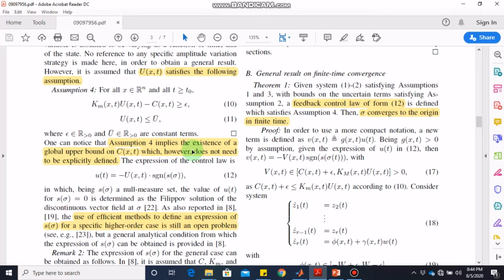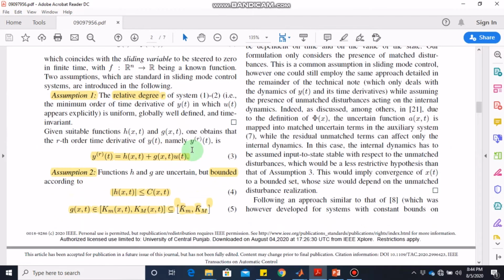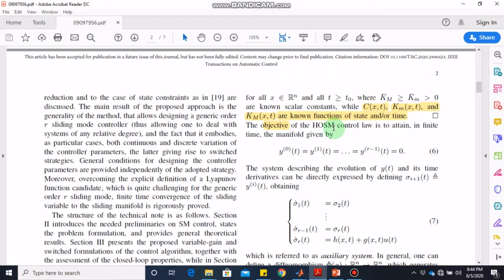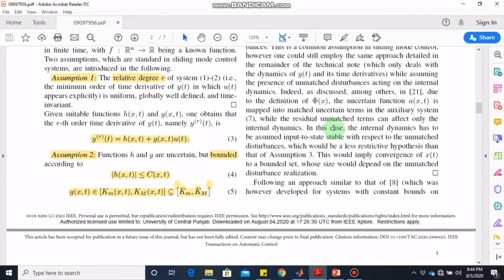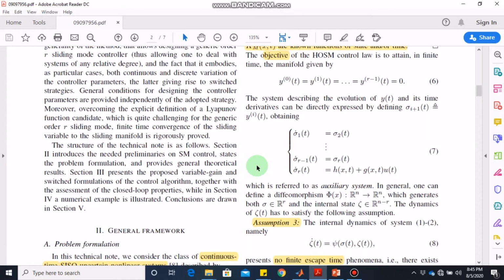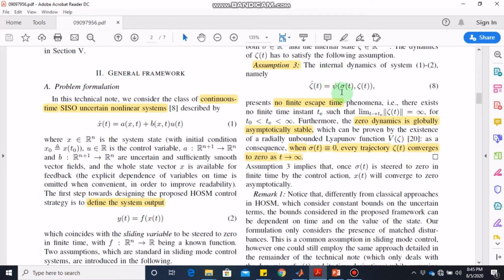So once again, assumption 1 is that the system should have relative degree r. Assumption 2 is that in the rth derivative of y, the function of state that is independent of input and the function of state that is multiplied by the input both must have some upper bounds. And similarly, assumption 3 is that the internal dynamics should not have finite escape time, and the zero dynamics must be asymptotically stable.